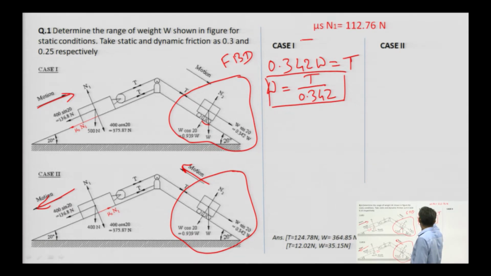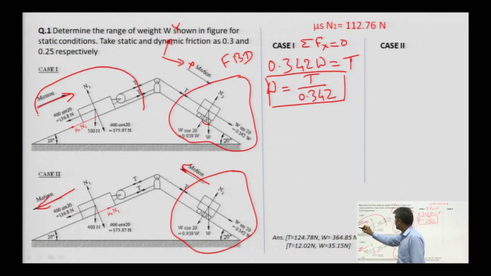Applying sigma Fx equal to 0. What is sigma Fx? I am considering this as the x axis and this as the y axis. So in both cases we will get the value of W as T upon 0.342. If we know the value of T, then we can have the value of W. How can T be calculated? T can be calculated by taking the FBD of this block.